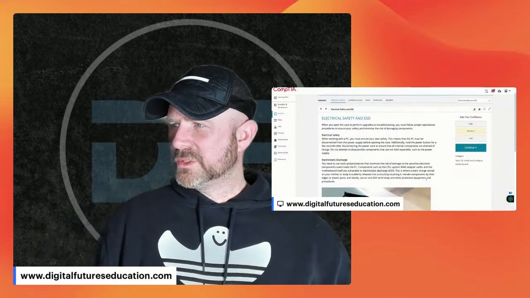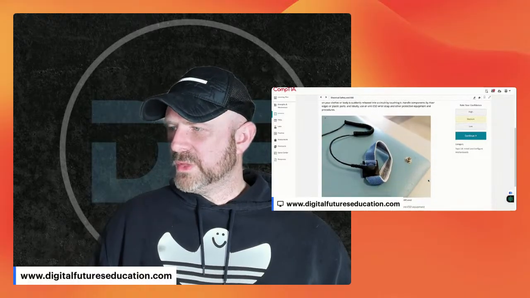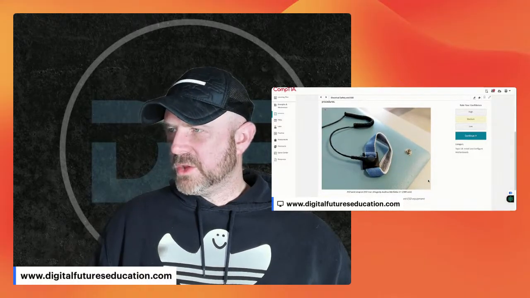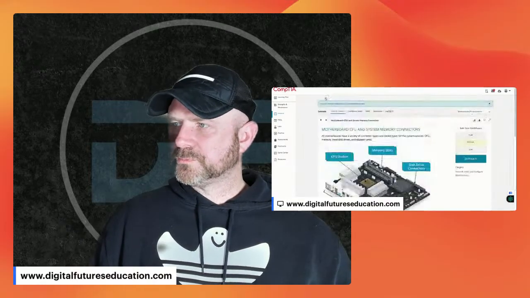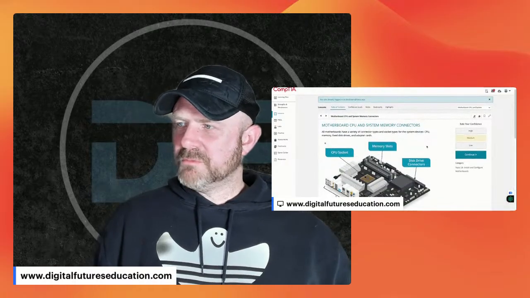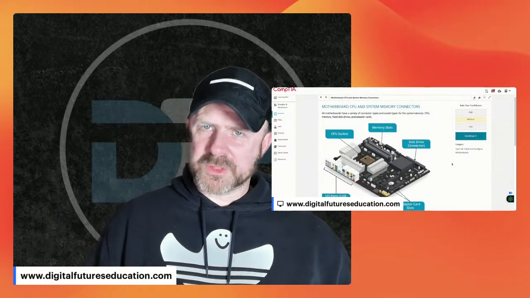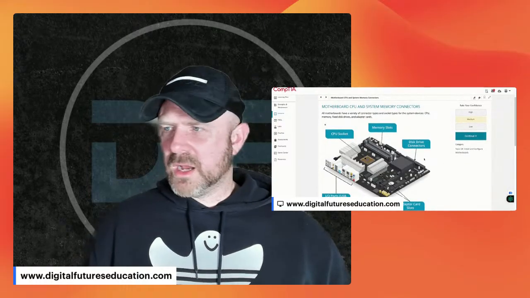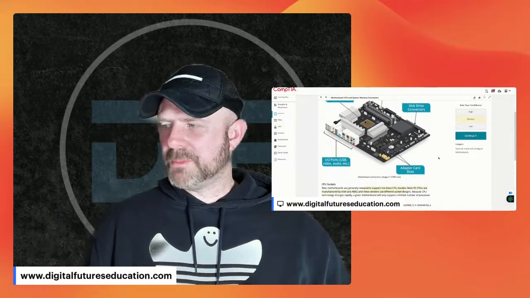Then we get into electrical safety and ESD, the electrostatic discharge, and they go over the ESD wrist strap and the value of removing the charge from our bodies when we work on computers. And then there's the motherboard, CPU, and system memory connectors. So how the CPU socket, where that's located, the memory slots, the disk drive connectors, the I/O ports, and additional adapter card slots.